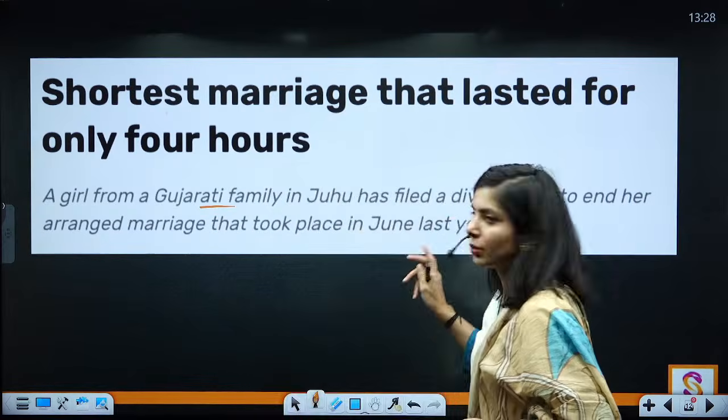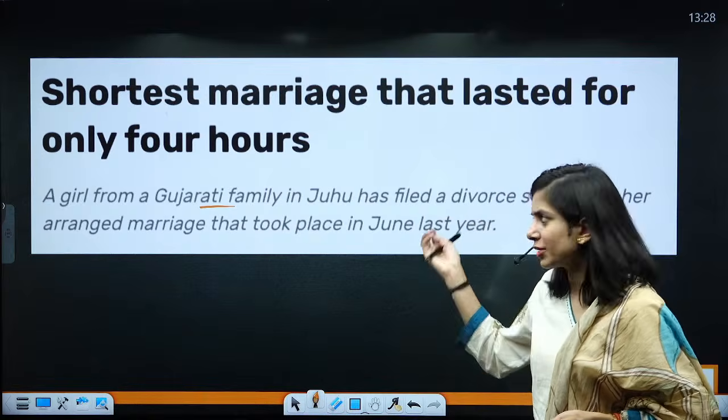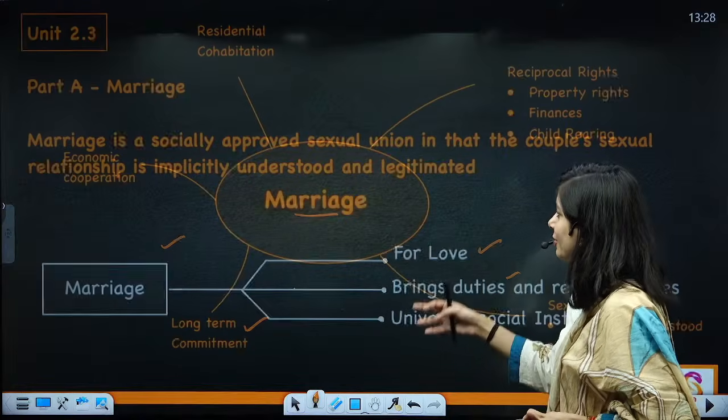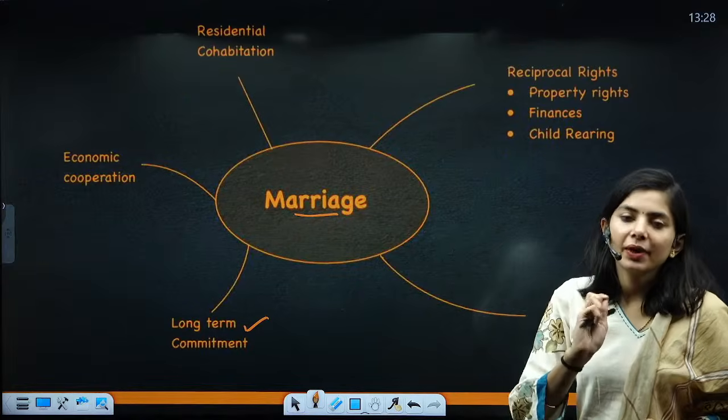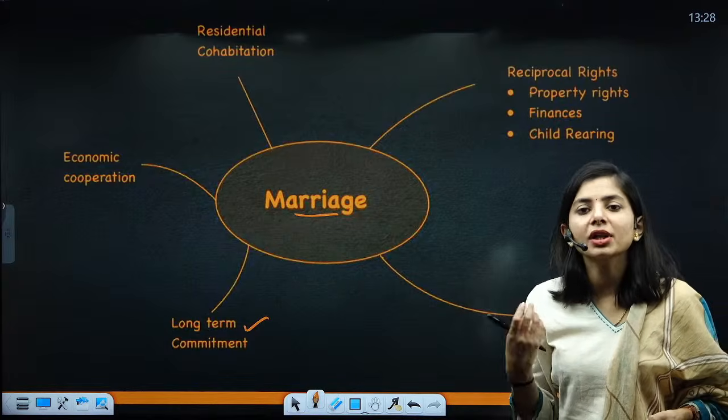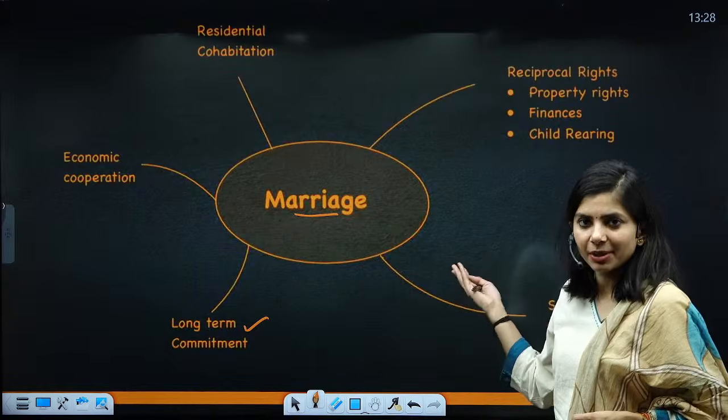Fine. So this is something extra you can mention. These are also the diagrams. You can mention these diagrams whenever you are explaining the meaning of marriage, or the functions of marriage. So you can frame this diagram.